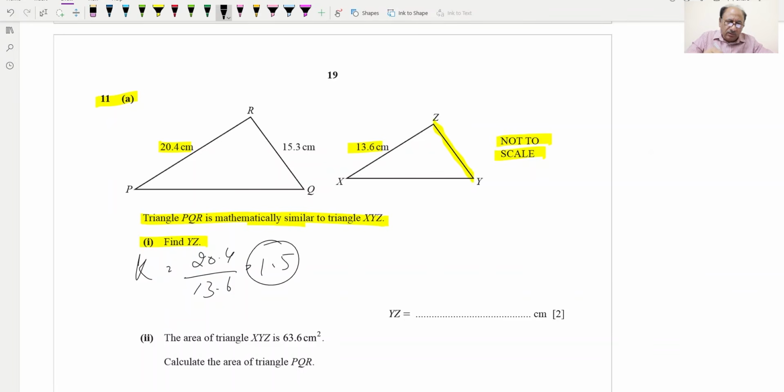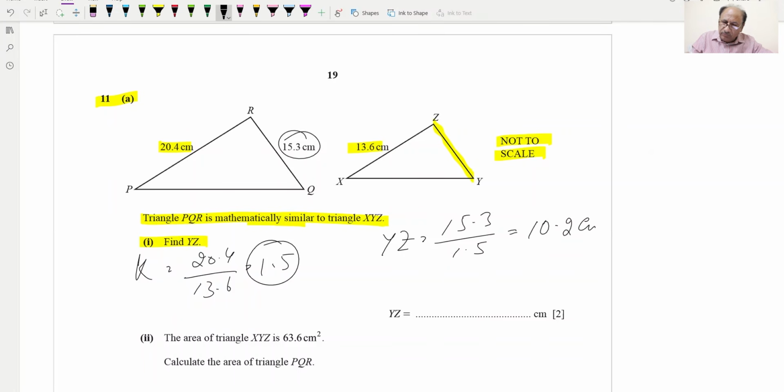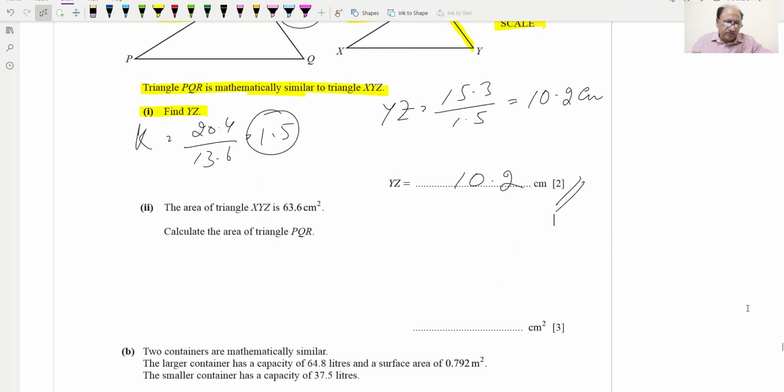Now we can basically divide this side. We can write YZ is equal to 15.3 divided by 1.5. So this will be 15.3 divided by 1.5, and the answer is equal to 10.2 centimeters. So 10.2 centimeters will be our final answer. Now they are saying the area of triangle XYZ is 63.6. Calculate the area of the other triangle.